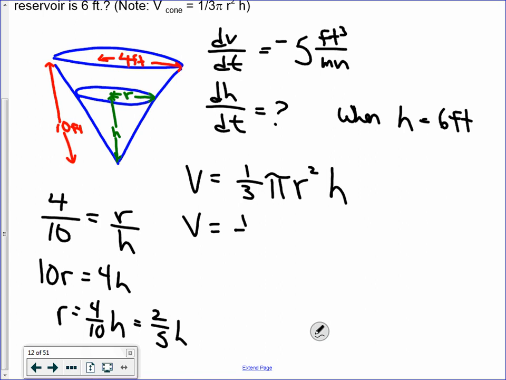I'm just finishing this up for people at home. So we would just put in the 2/5 h here.